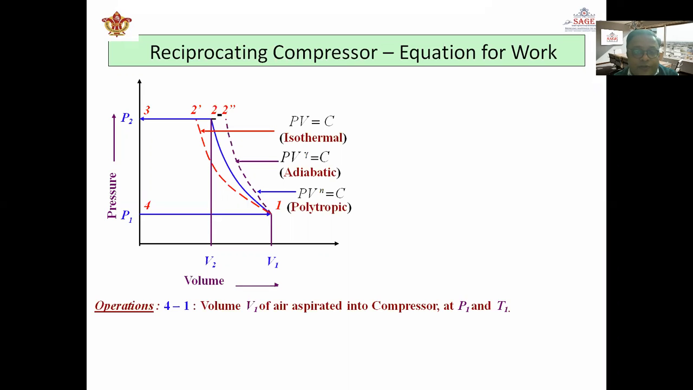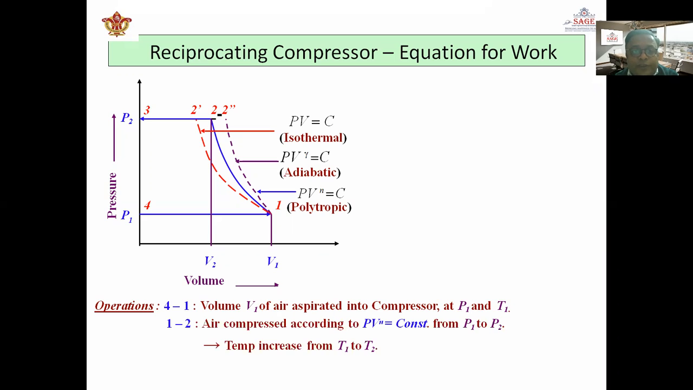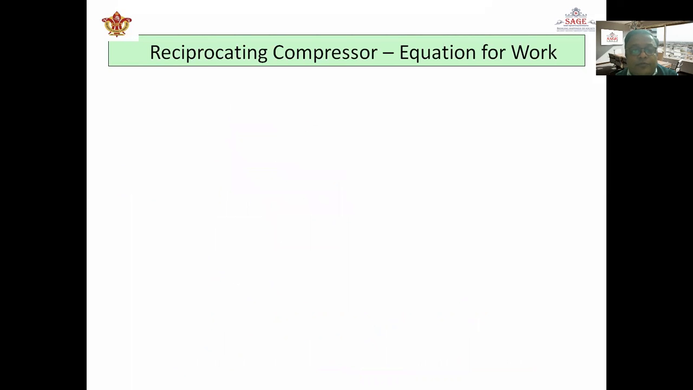Operation 4 to 1 is the volume V1 of air which is aspirated into the compressor at P1 and T1. 1 to 2 is the air compressed according to the polytropic law, PV to the power n is equal to constant, from P1 to P2. Temperature increases from T1 to T2. 2 to 3 is the compressed air at P2 and V2, with the rise of pressure. This is delivered at the temperature of T2.